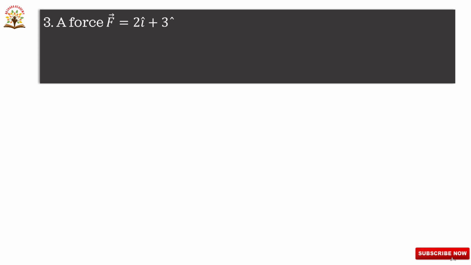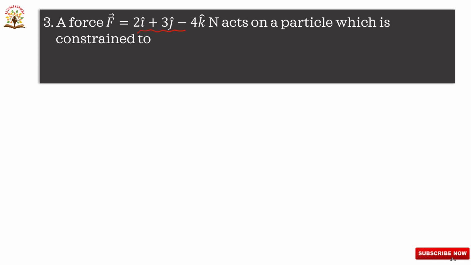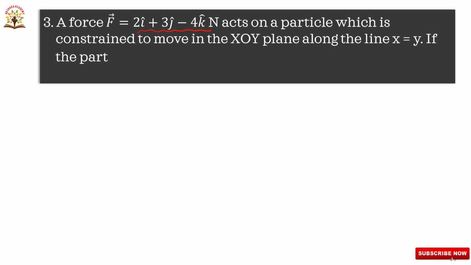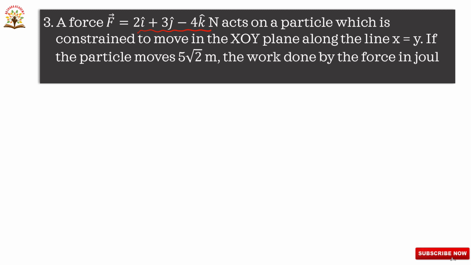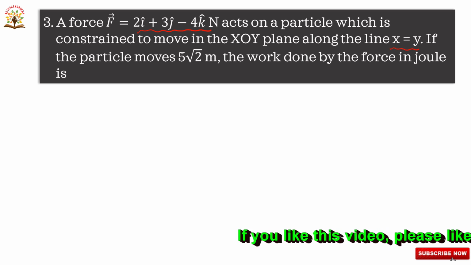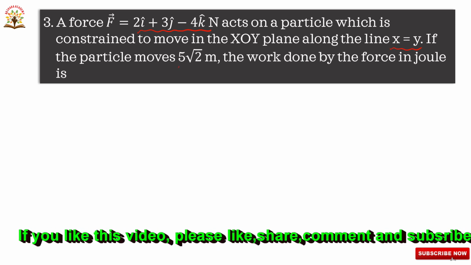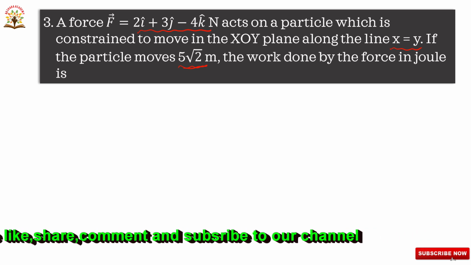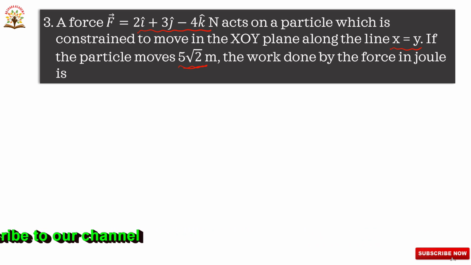A force F bar equals 2 i cap plus 3 j cap minus 4 k cap newtons acts on a particle which is constrained to move in the XOY plane along the line x equals y. If the particle moves 5 root 2 meters, the work done by the force in joules is. Here we have to calculate the work done by the force in terms of joules.